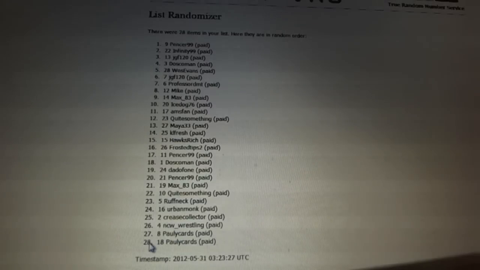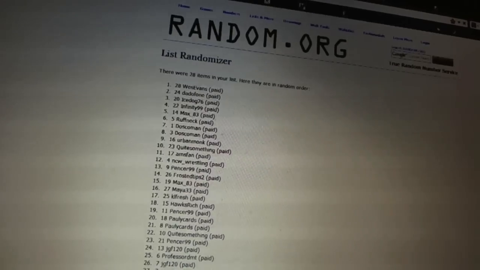The Eric Strobel Decades Auto, one, two, JGF 120.